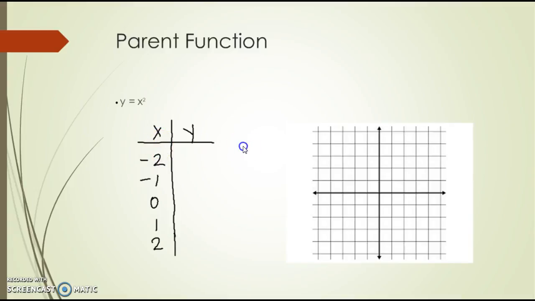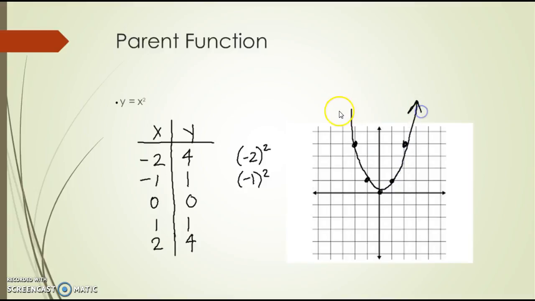So -2 squared would be -2 times -2, which is +4. -1 squared would be a +1. 0 squared is 0. 1 squared is 1. And 2 squared is 4. So if I graph that, I have (-2, 4), (-1, 1), (0, 0), (1, 1), (2, 4). Okay, so this is the most basic quadratic that we have.